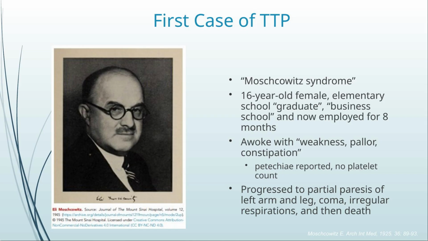So this image was included in his original paper, and Moskowitz describes the thrombi present throughout the microvasculature in the heart muscle. And this is what ultimately led to the death of the young girl. TTP, when it's not treated, ultimately leads to a cardiac death.